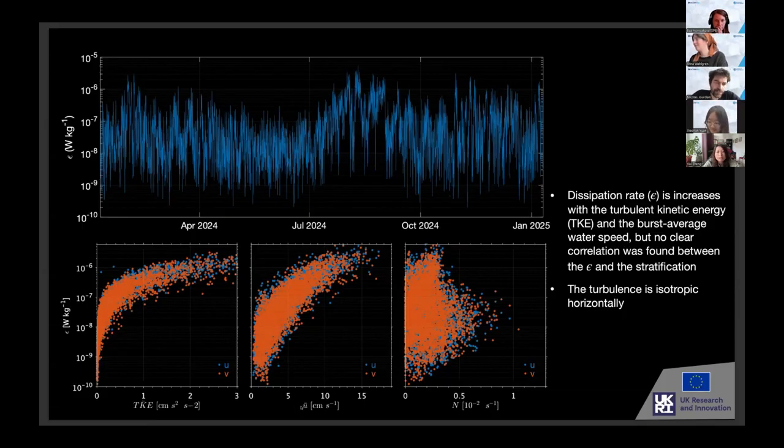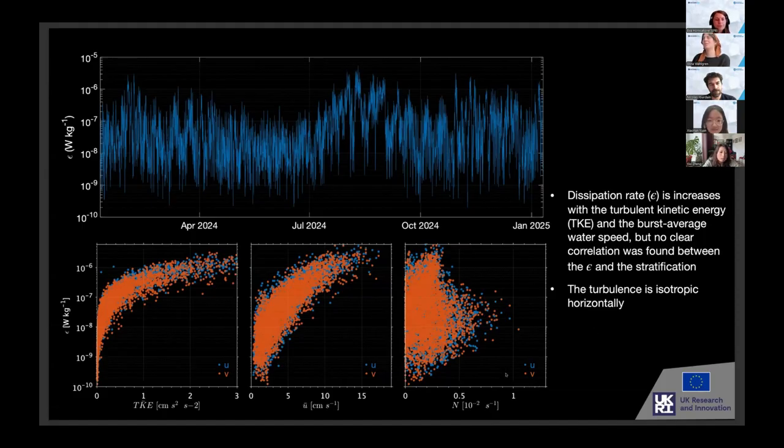Similarly, for the average speed, we have a similar correlation. But quite sadly, beneath Fimbul Ice Shelf, we don't really have a very strong stratification. So when we compare the dissipation rate with N, which is the stratification that we have, we couldn't really see a very clear relationship, which means that the stratification in this place is not strong enough to really cause much effect in our dissipation rate.